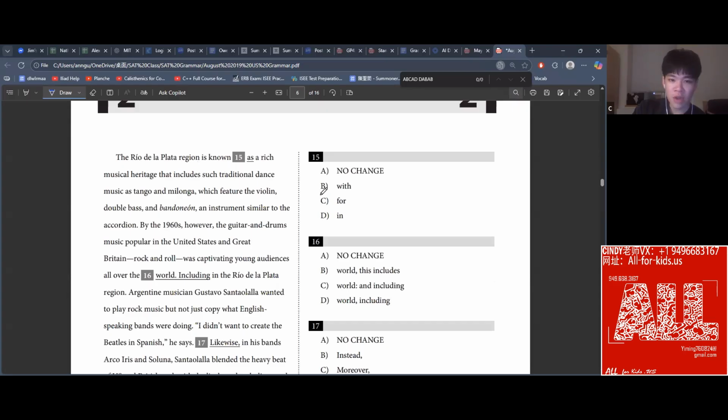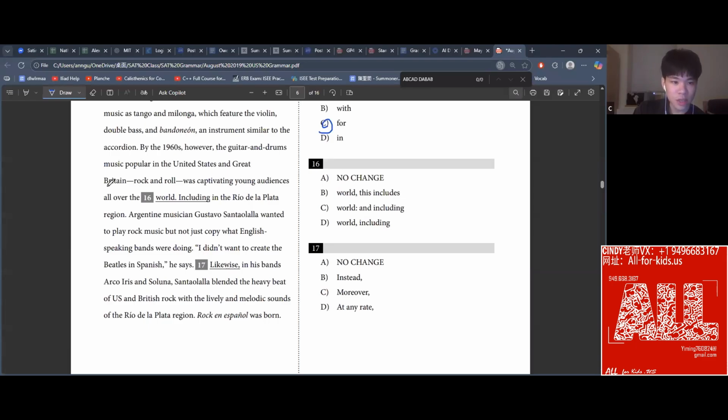The Rio de la Plata region is known for a rich musical heritage, right? Next, was captivating a young audience all over the world, including... Remember, we said this is the E. So this includes a subject and a verb, and obviously the sentence before is a complete sentence, because guitar, drums, music popular in the US was... So the guitar, drums, music, that's a subject. Popular in the US and Great Britain, you can remove this, was. Music was captivating young audience, right? So we know that is a complete sentence, but if we have... okay, so for A, no change.